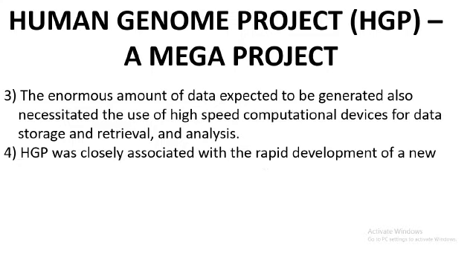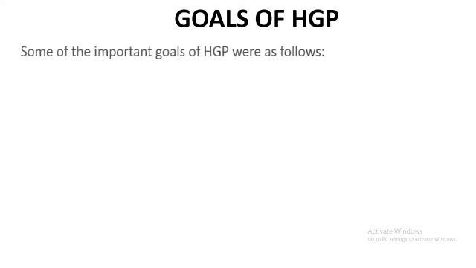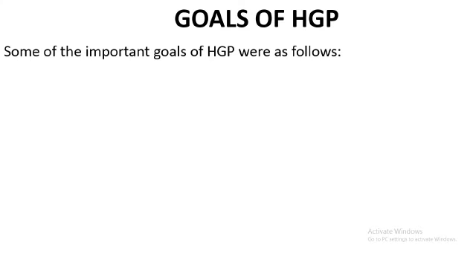So now let us move on to the next important part, that is the goals of the Human Genome Project. What was the goal set up when we started with this HGP? What was the need to carry this out? This is very, very important. Remember, for 5 marks, a very important question for you: list out the goals of the Human Genome Project. So let me come to the goals of the HGP.